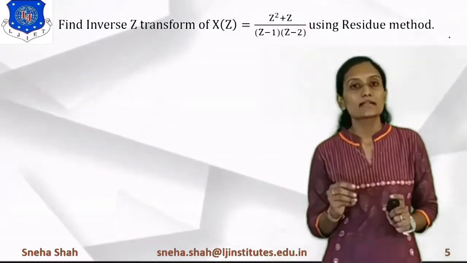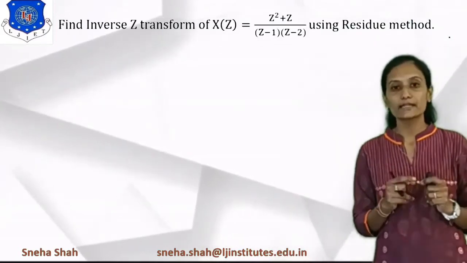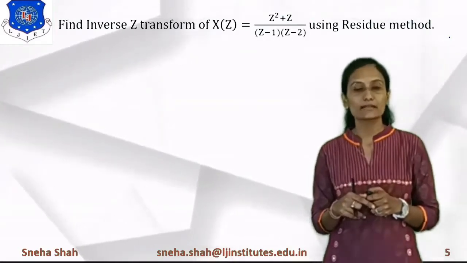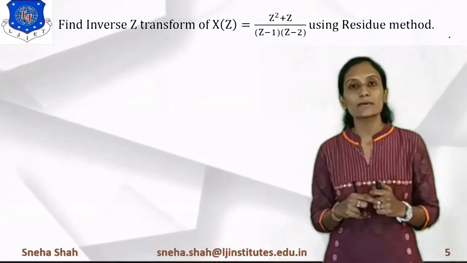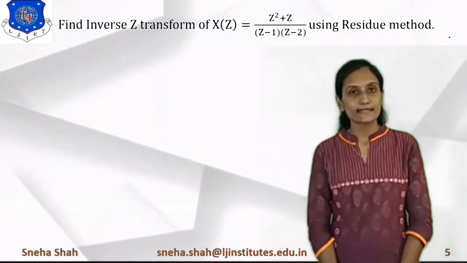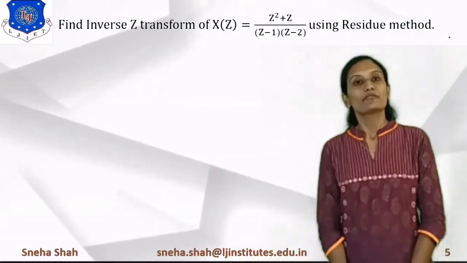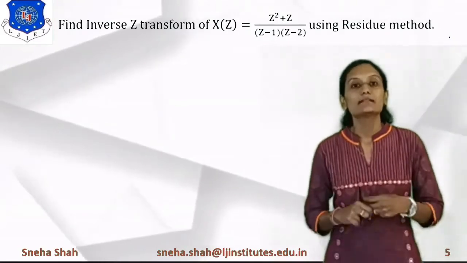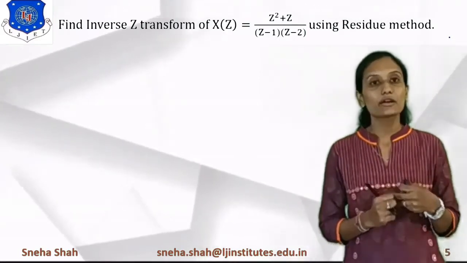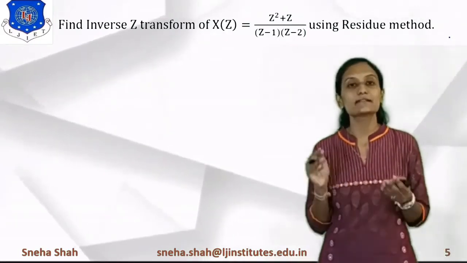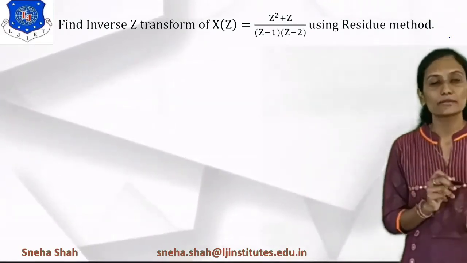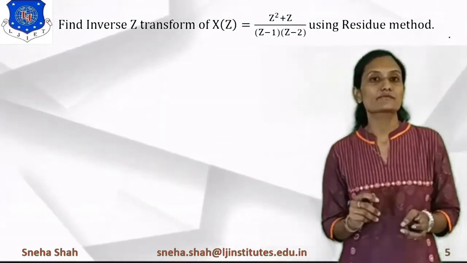Now the next method is the residue method. So the next example is: find the inverse z transform of x of z equals z square plus z divided by z minus 1 into z minus 2 using the residue method. Now how do you solve any example to find the inverse z transform by using the residue method? For that, first of all we have to find residues. Now how do we find the residues? For that, first of all we have to factorize the denominator. Over here the factors are already given to you for the denominator, so there is no need to find factors for this.